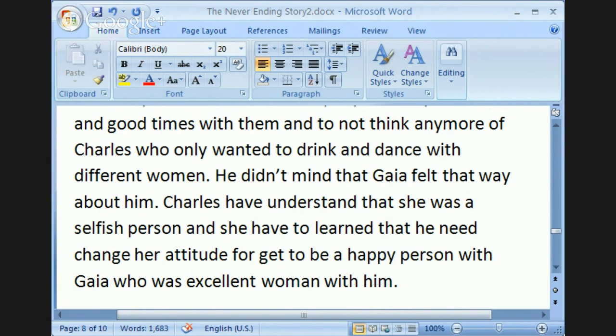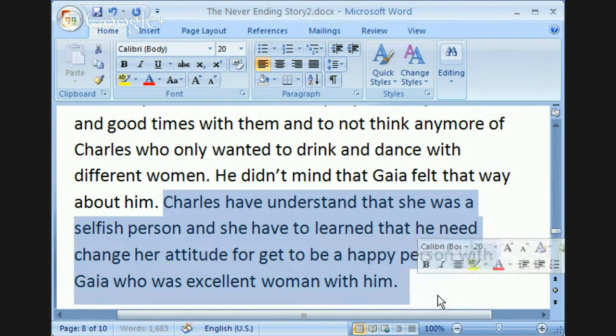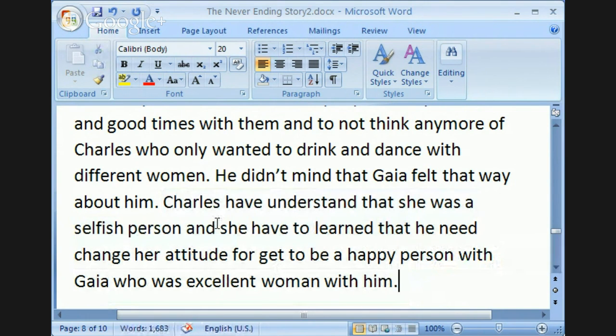Now, wait a minute here. Let's take a look at this. Okay, Charles, so far so good. "Charles have understand." Has. There are different ways we could say this. "Had an understanding" usually means an agreement. I have an understanding with you, Anna. That means we have an agreement. So we don't really use "have" and "understand" unless it's an agreement. This isn't really an agreement, is it?